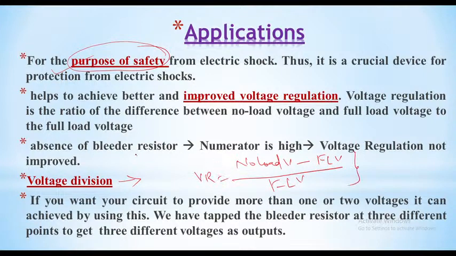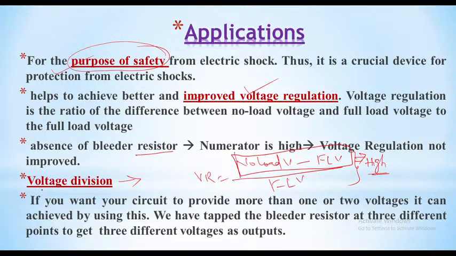In the absence of a bleeder resistor, this numerator part, the difference between no load voltage and full load voltage, is very high. The regulation is not going to improve. Simple thing, guys: if you don't connect the bleeder resistor, voltage regulation is not improved. If you connect the bleeder resistor in a circuit, voltage regulation will improve. Voltage regulation means it will regulate the voltage, overcome the fluctuations, and avoid fluctuations in the voltage. If you connect the bleeder resistor, it will regulate the voltage.